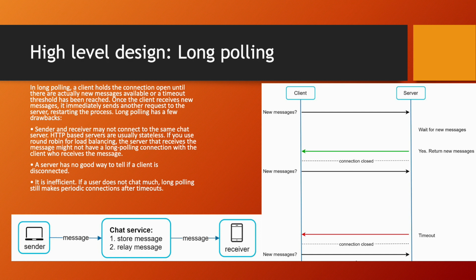Long polling has a few drawbacks though. Sender and receiver may not connect to the same chat server. HTTP servers are usually stateless. If you use round robin for load balancing, the server that receives the message might not have a long polling connection with the client who receives the message.